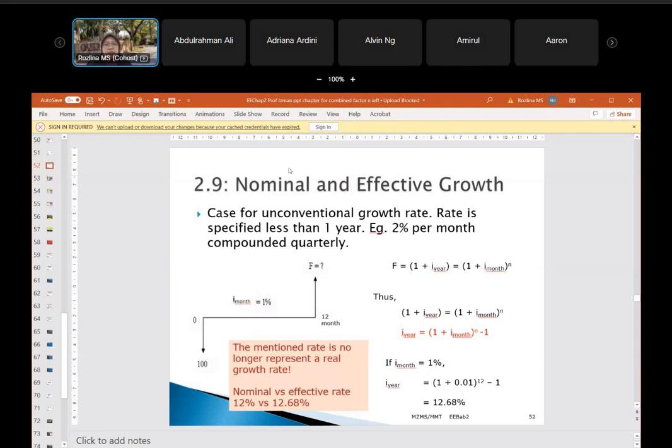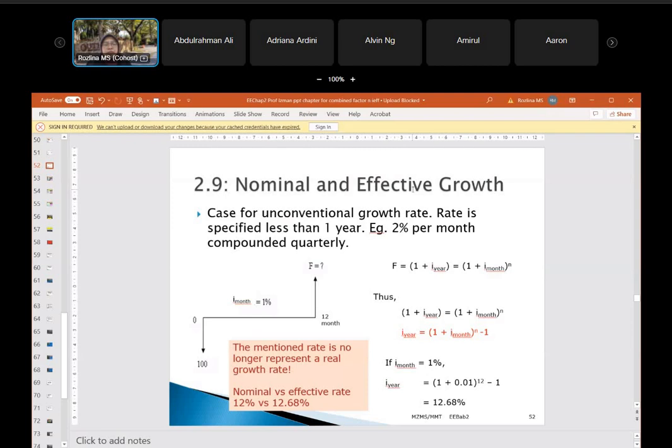Okay, what is this? Nominal and effective growth. We have nominal growth and we also have effective growth. That means we have two methods to solve the problem for maybe present value or future value. Okay, why did it happen that we have the nominal and effective growth? That means for the growth, they also have their value to be calculated.